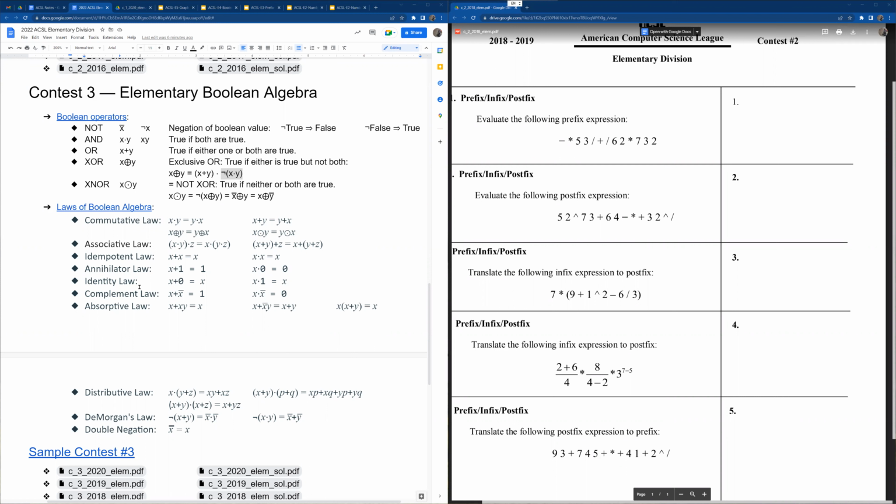The domination law is like, if you have OR and then something true, if something is always true, or something else, then this whole expression is always true. Because if one is true, like if you have A or B, if one of those is always true, then this whole thing is true. You just need to logically understand those laws, then it's easy to remember.